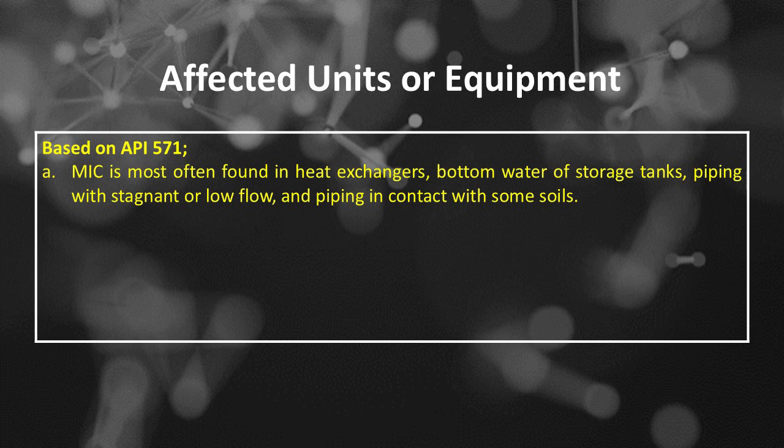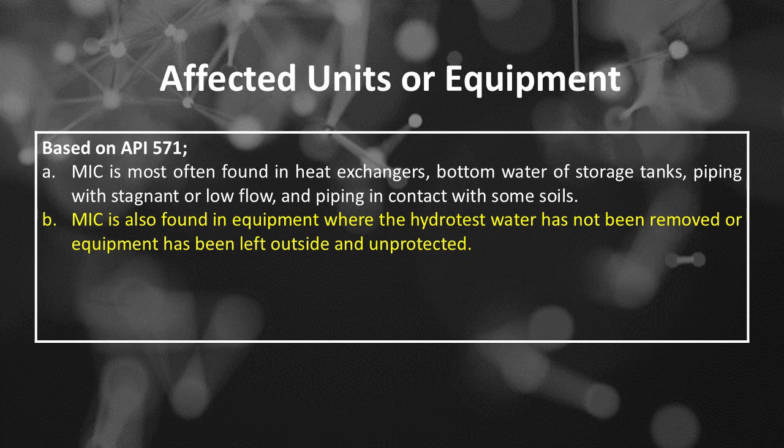Microbiologically induced corrosion, or MIC, affected units or equipment based on API 571. Number A, MIC is most often found in heat exchangers, bottom water of storage tanks, piping with stagnant or low flow, and piping in contact with some soils. Number B, MIC is also found in equipment where the hydrotest water has not been removed or equipment has been left outside and unprotected.